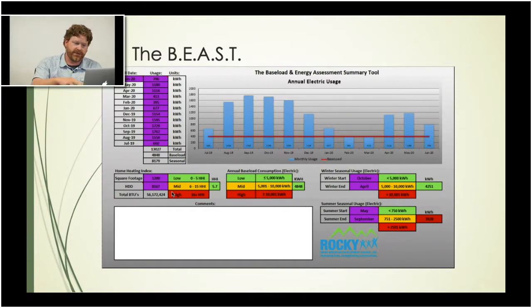And we also have the graph here, and you'll see that there's the red line going across the graph, and that is showing us what our base load is. So everything below the red line is our base load, everything above it is going to be our seasonal usage. And this serves as a nice graphic to show our clients what it is we're actually talking about.